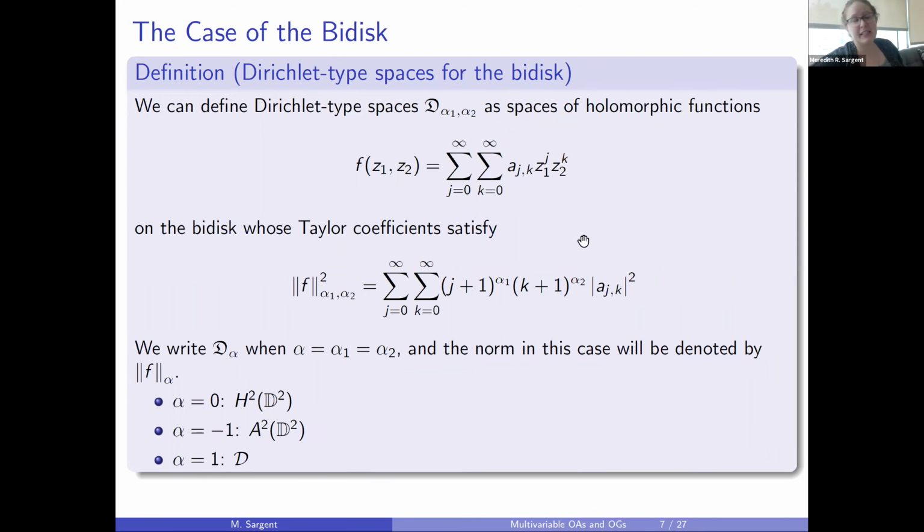Dirichlet-type spaces, these are things where you just say, all right, build the norm. This way, the inner product is defined similarly, where you weight it by alpha 1 and alpha 2. Now, usually we're interested in spaces where alpha 1 is equal to alpha 2. In particular, alpha equals 0 gives you the Hardy space, alpha equals -1 gives you the Bergman space of the Bidisk, and alpha equals 1 gives you the Dirichlet space of the Bidisk. There's a whole range in here, but these are the ones we're familiar with.